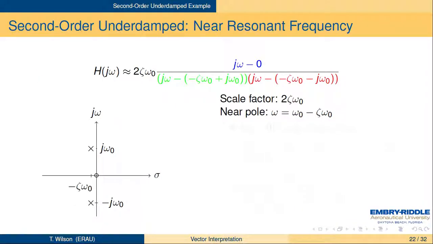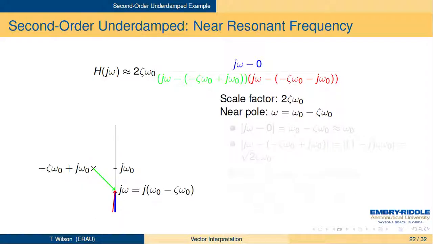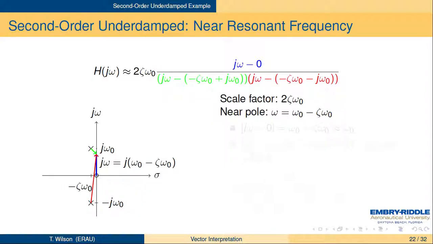So now let's see what happens near the resonant frequency of omega 0. Here's our picture zoomed back in now. So we see the 0 at s equals 0 and the poles at minus zeta omega naught plus or minus j omega naught. So let's start at minus zeta omega naught below the resonant frequency. So omega is omega naught minus zeta omega naught. We're going to zoom in here. It's the same picture, just zoomed in to look around the resonant frequency omega 0.